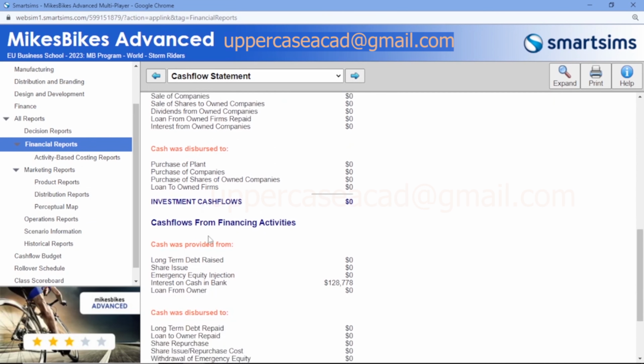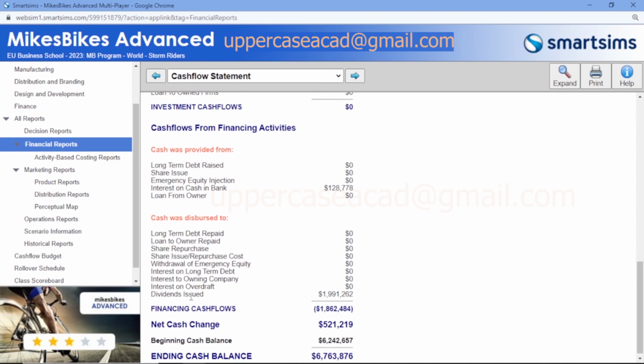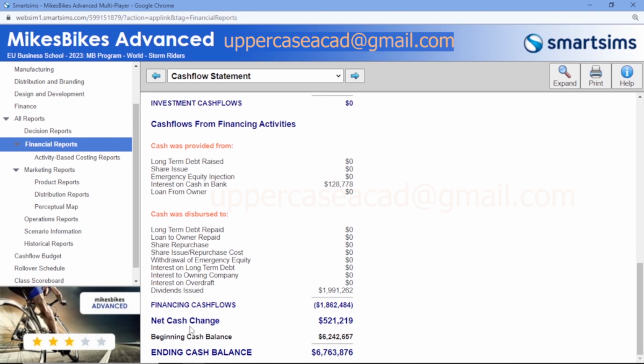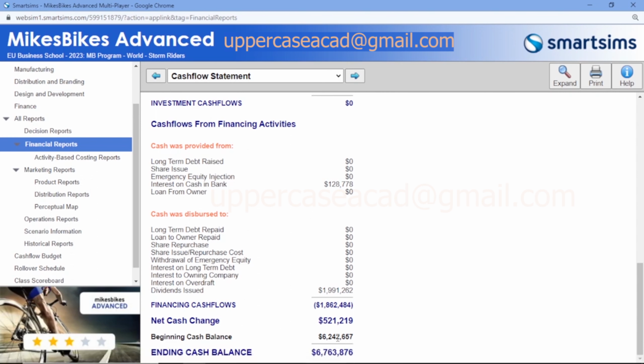Then the next one, you have cash flow from financing activities. This will include sources of cash from investors and the bank, and also it will show you how cash is paid to shareholders. After the cash from financing activities, we have the net change, which is this one, and the beginning cash balance was 6,242,000.